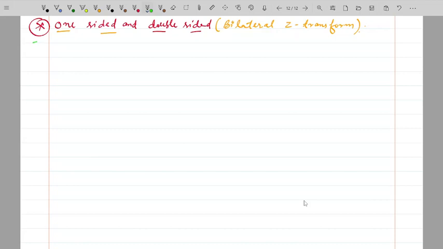So in this video we will discuss basically the types of the Z transform. There are two types of Z transform. One is the one-sided Z transform and the other is the double-sided Z transform. We also call the double-sided Z transform the bilateral Z transform. So firstly we will discuss the one-sided Z transform.